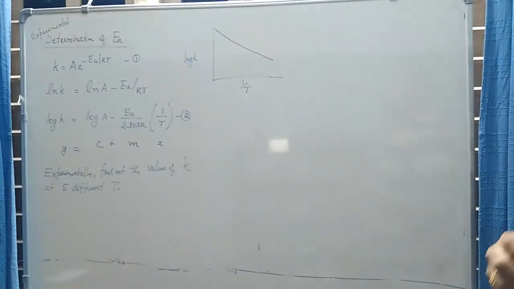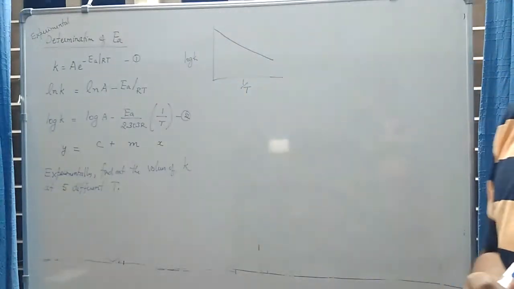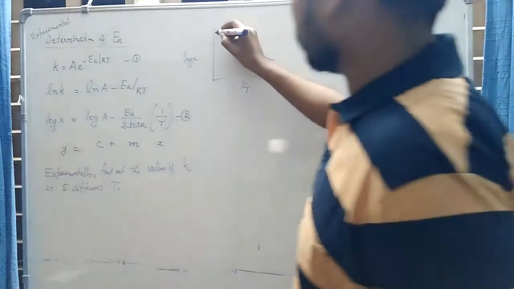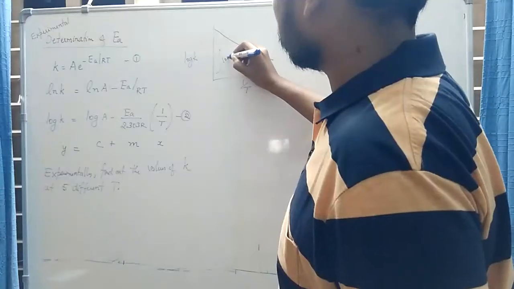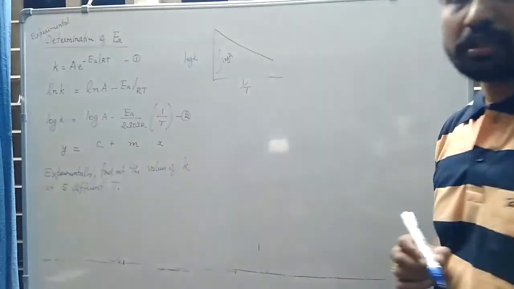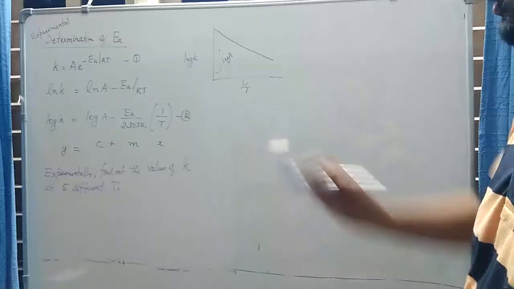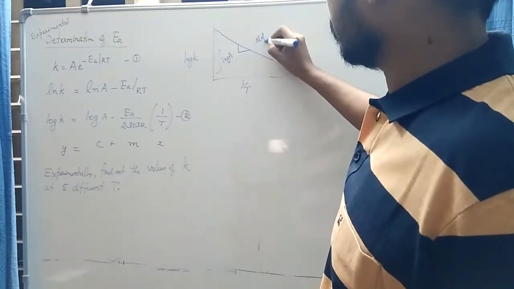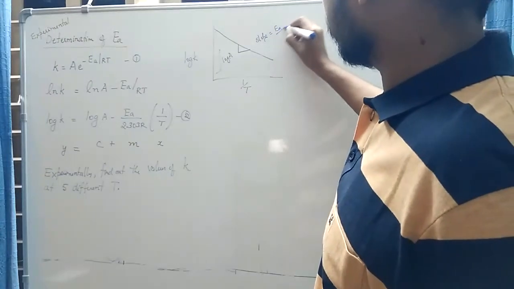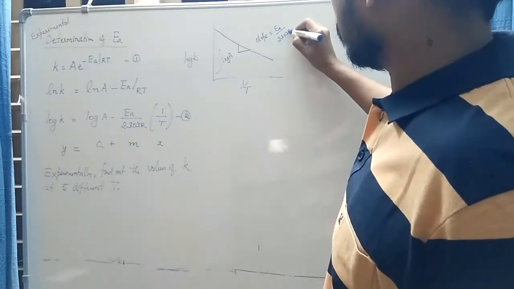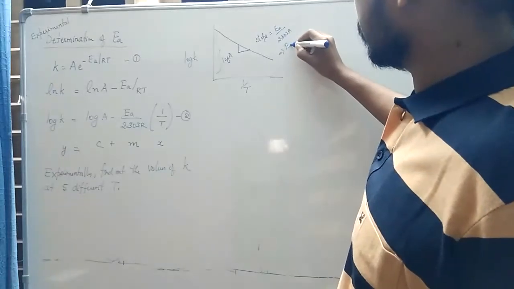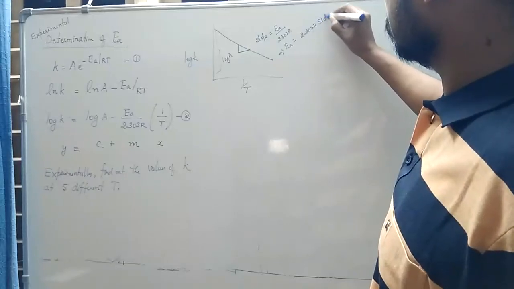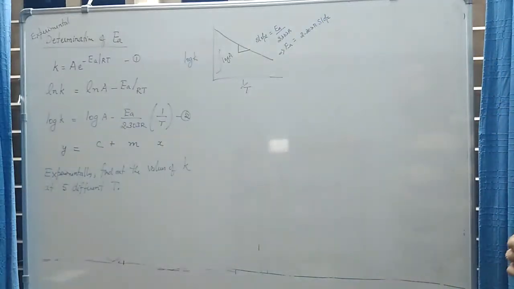So this is the Arrhenius equation in graphical form. Log k versus 1/T is a straight line with negative slope. The intercept gives log A. If I take the antilog, we can find out the Arrhenius constant A, and the magnitude of the slope is Ea divided by 2.303 R. If I rearrange, we get Ea = 2.303 R × slope of the graph.